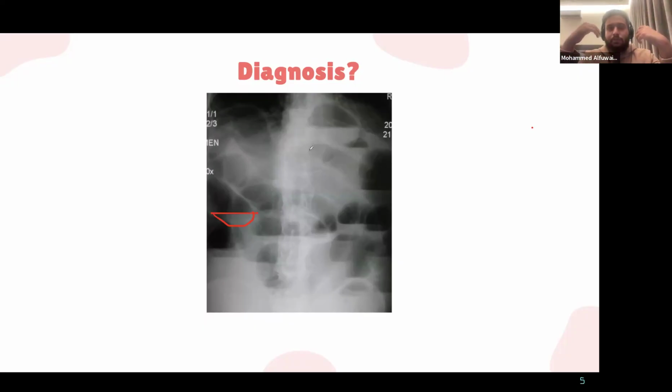Small bowel obstruction will have many causes. There will be intramural causes and extramural. First of all, what is the most common cause of small bowel obstruction? The most common cause.